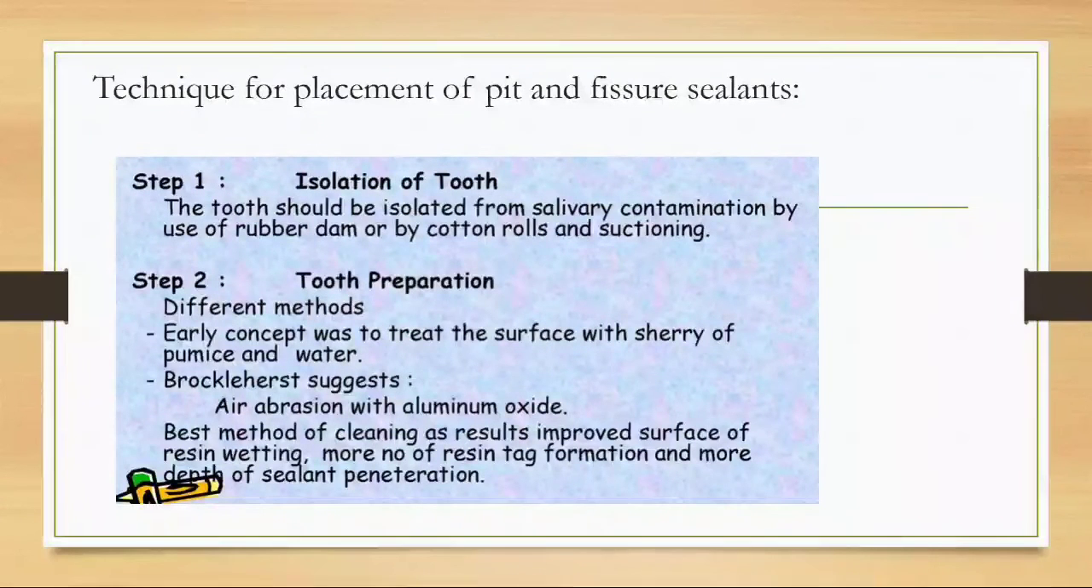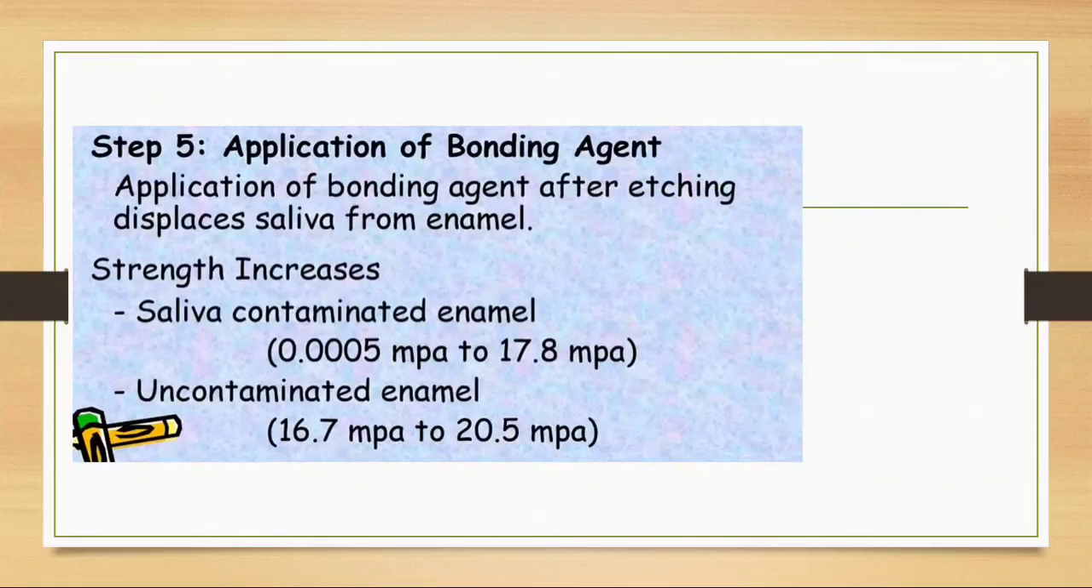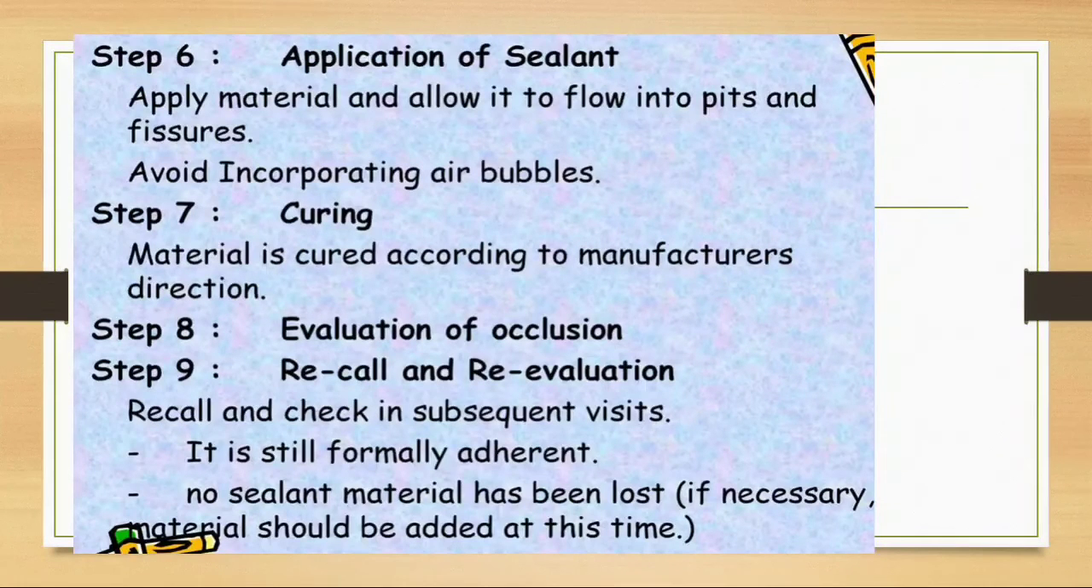So the technique is first isolation, then preparation of the tooth. Aluminum oxide can be used, or it can be treated with etching fumes and water. Then we go for acid etching, then rinsing, then bonding agent, then application of sealant, curing and evaluation, and recall and re-evaluation.